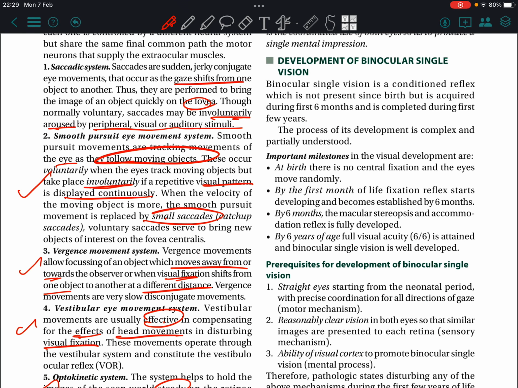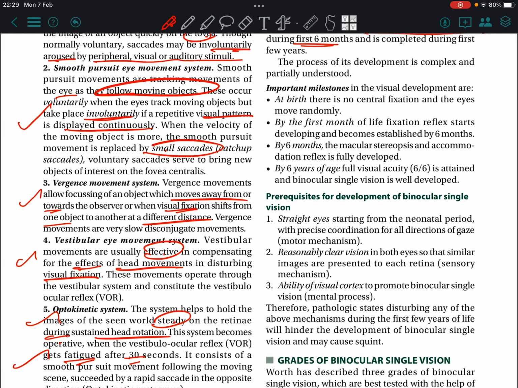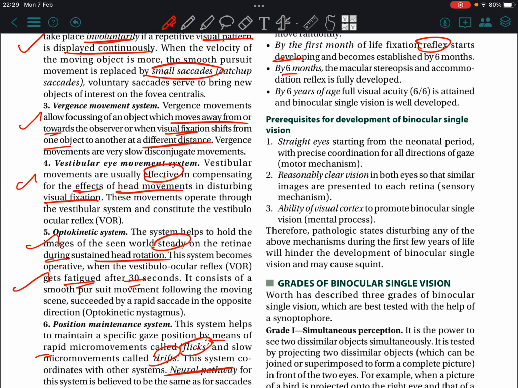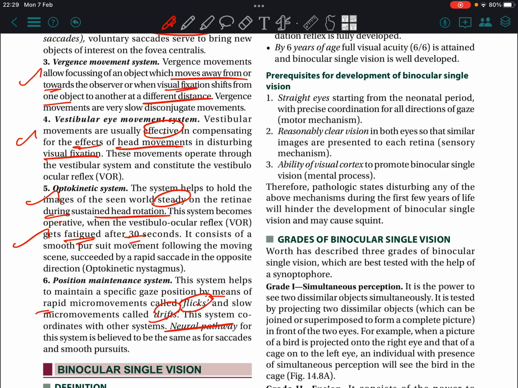Binocular vision is a conditioned reflex which is not present since birth but is acquired during the first 6 months and is completed during the first few years. Important milestones. At birth there is no central fixation. The eyes move randomly. By the first month of life, the fixation reflex starts developing, and becomes established in 6 months. By 6 months, macular stereopsis and accommodation reflex. By 6 years the visual acuity is attained and binocular single vision is well developed.